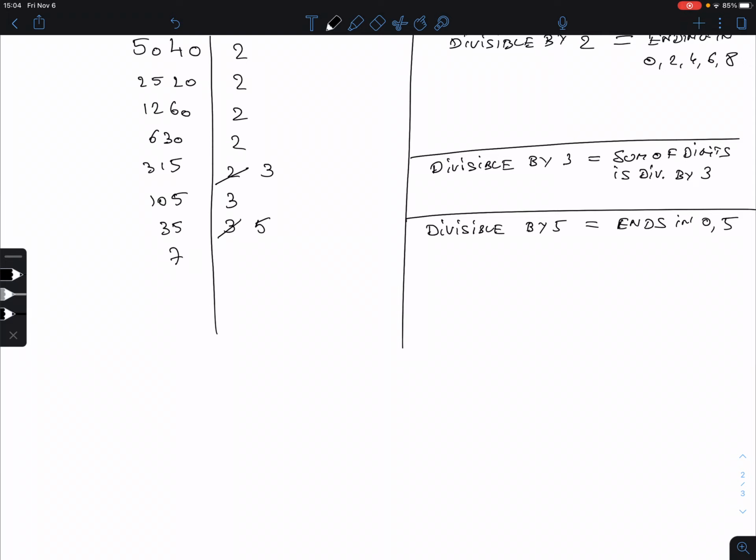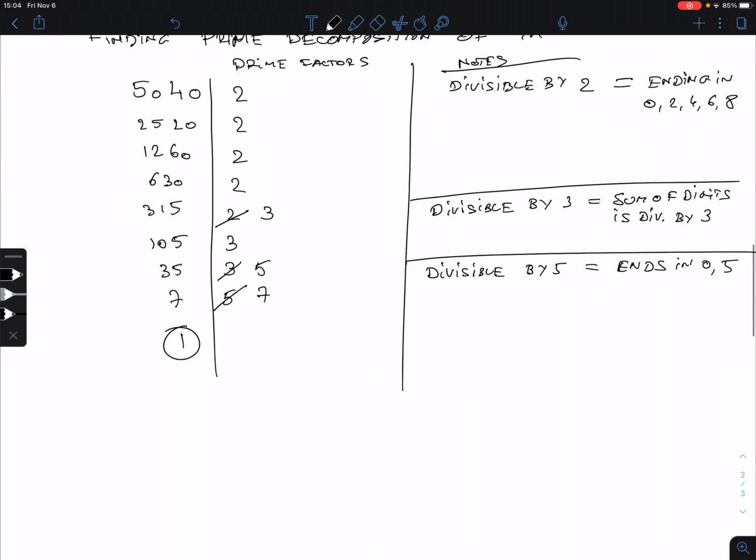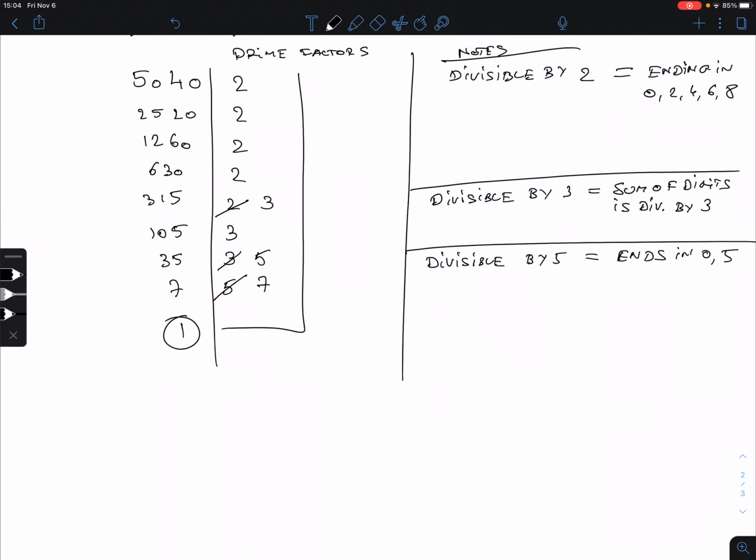Of course, this 7 is a prime number, but let's see what we would do. We look at 5. Is 7 divisible by 5? No, because it doesn't end in 5 or 0. So I look at the next prime number, 7. Is 7 divisible by 7? Yes, and the result, of course, is 1. Once I reach 1 here, that means what I found here is the prime decomposition. So we have 5040 equal to 2 to the 4th: the prime 2 occurs 4 times, the prime 3 occurs twice, and the other two occur just once.